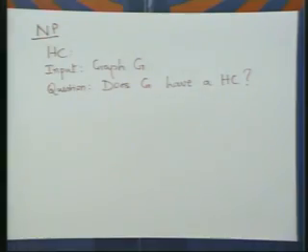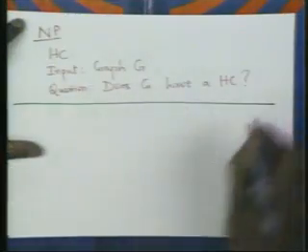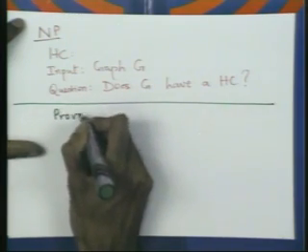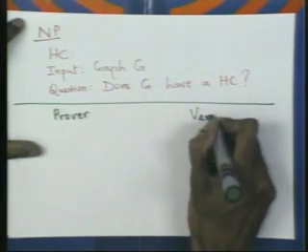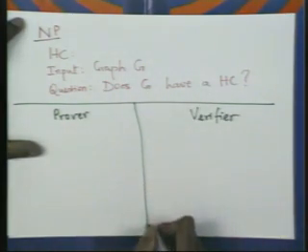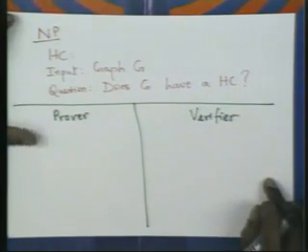Now, forget algorithms for the time being. Okay, so we are not going to discuss algorithms. What we are going to do is discuss a game between two players. Okay, there are two players. Okay, we'll call them prover and the verifier. You'll see why they are called prover and verifier very shortly.